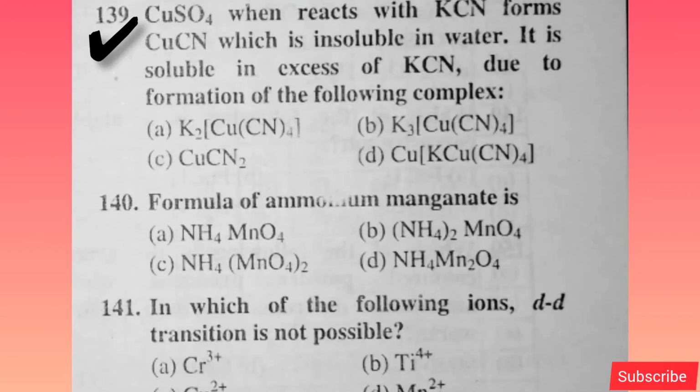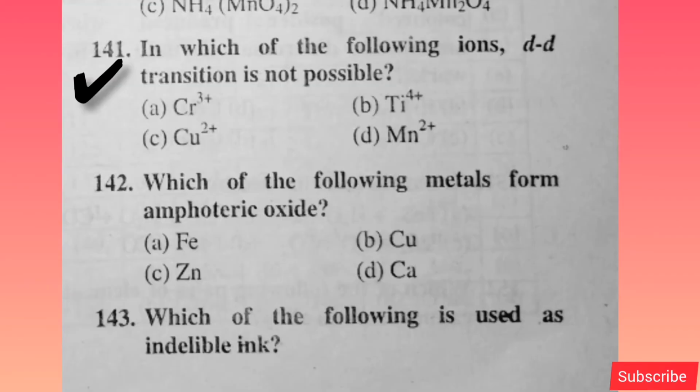CuSO4 when reacts with cation forms CuSCN, which is insoluble in water. It is soluble in excess of cation due to formation of the following complex. Option B is correct. Formula of ammonium manganate is. Option B is correct. In which of the following ions d-d transition is not possible? Option B is correct. Which of the following metals form amphoteric oxide?